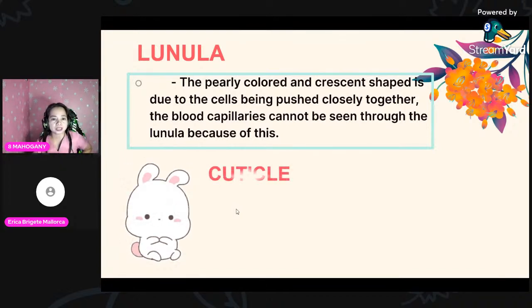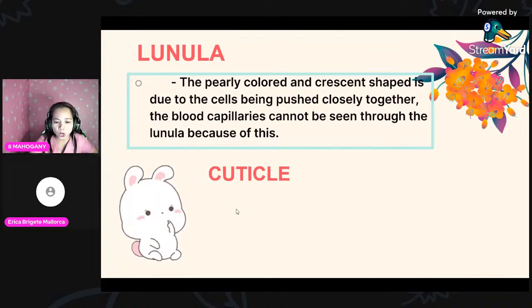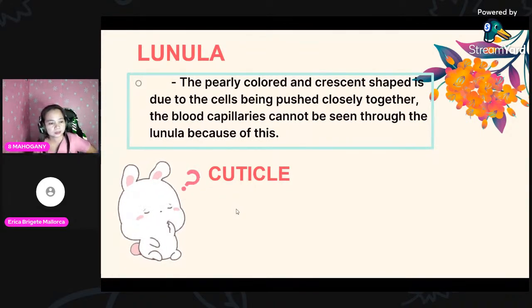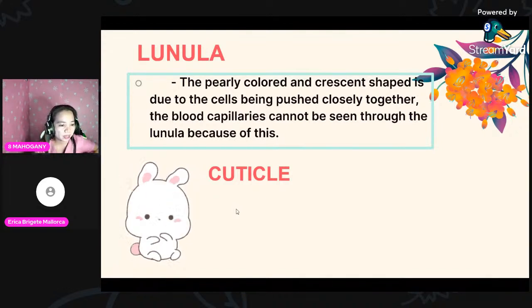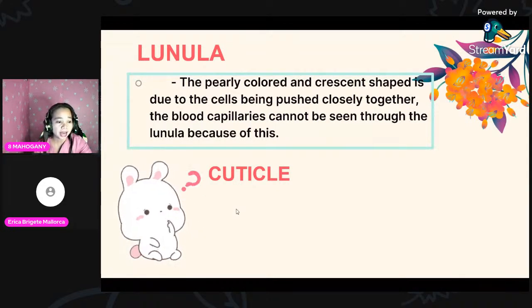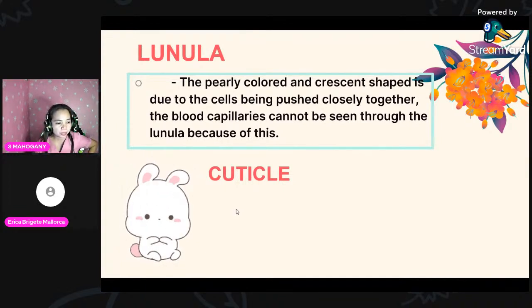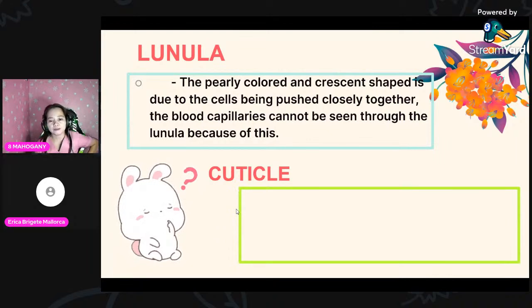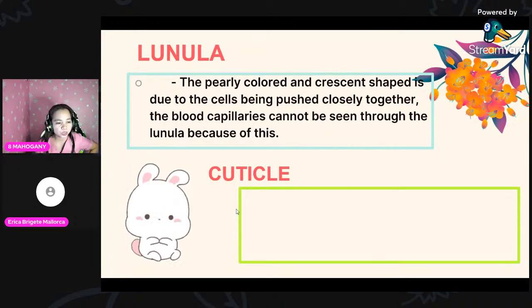Okay, next, how about cuticle? Alam kong familiar kayo sa word na cuticle. Okay po? So saan po yan na part? Saan po makikita yung cuticle? Okay, the cuticle, very good, the overlapping. Okay, from the word overlapping, very good. So, yun po yung overlapping epidermis around the nail. Okay, very good. So, you have the correct answer. So, lahat po na nag-send ng answer, that is correct.